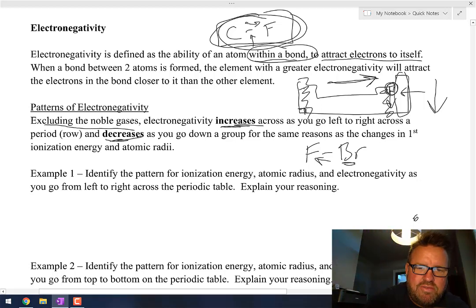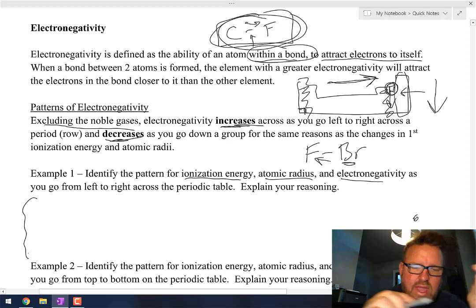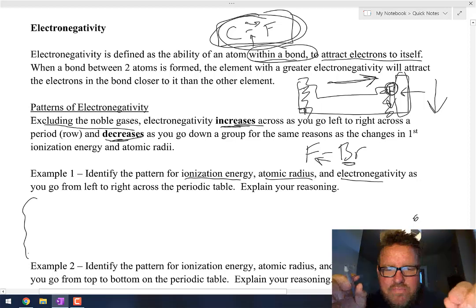Okay, so the pattern for ionization energy, atomic radius, and electronegativity, they're all the same. Explain that to me in here. Tell me what is that pattern, and then more importantly, why?